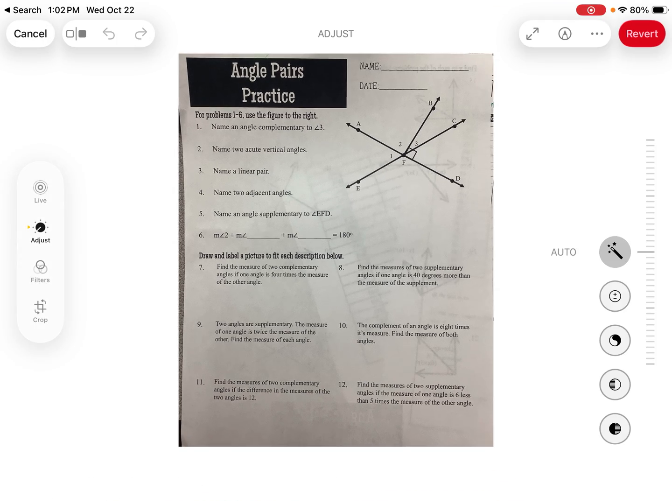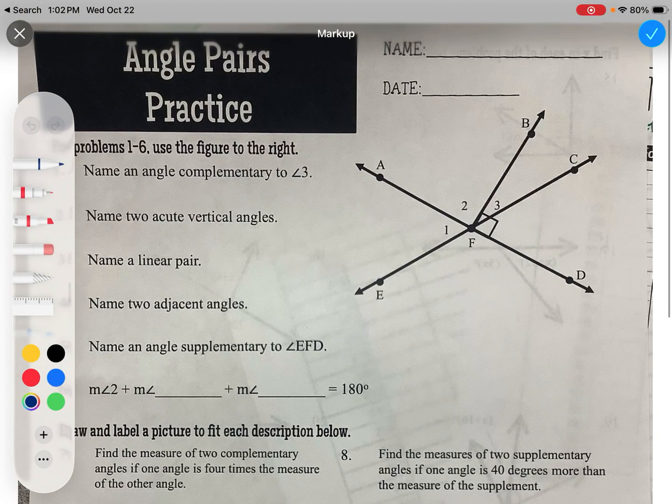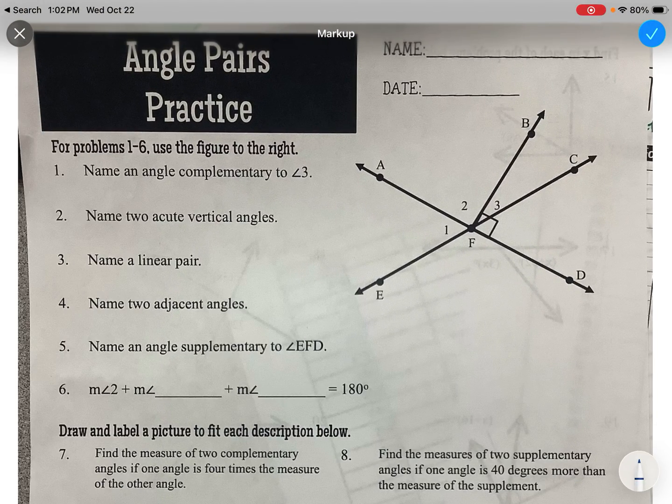Now I want to practice this before I do some of your homework problems. So on this worksheet, it says in problems 1 through 6, use this figure to the right. First thing they want is an angle complementary to angle 3. That means that they have to add up to 90 degrees. So identify angle 3. Angle 3 is here.